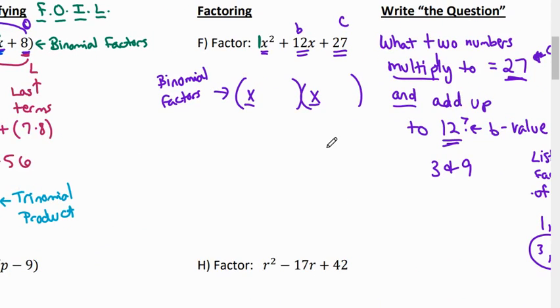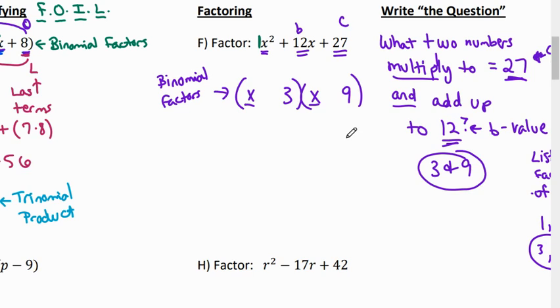All right, we're going to talk about signs in a little bit, but the two numbers that we just found, the 3 and the 9, are the numbers that are going to go here. And it doesn't matter if you put the 9 first, then the 3, or the 3 and then the 9. Just like when you multiply 3 times 9 and 9 times 3, it's still the same thing.